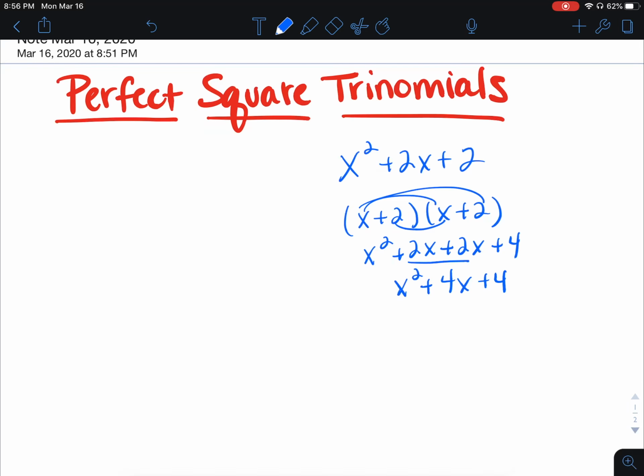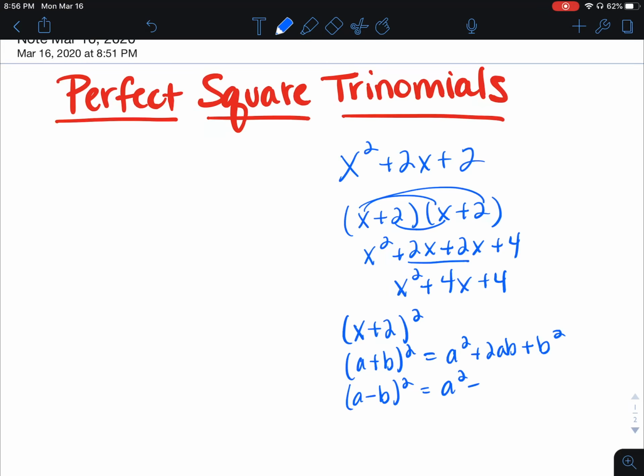Anytime you have, for example, x plus 2 squared, we think of that as a plus b squared. Your answer is always going to be in this form: a squared plus 2ab plus b squared. That's what it turns out every single time. Now, if this were minus, the only difference is that it's going to be a minus 2ab plus b squared. So that's just a pattern for perfect square trinomials.